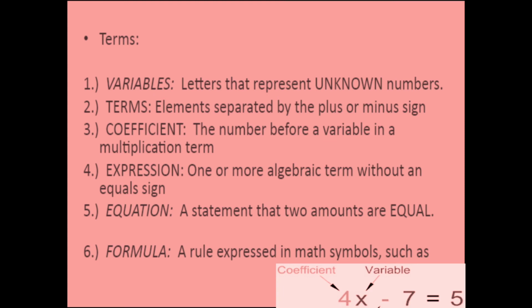Now what is an equation? When a statement has two amounts that are equal, that is called an equation, and it must have an equal to sign. Next is formula. A rule expressed in math symbols, such as 4x minus 7 is equal to 5. Here 4 is the coefficient, x is the variable. So this is a formula which is expressed in the math symbols.